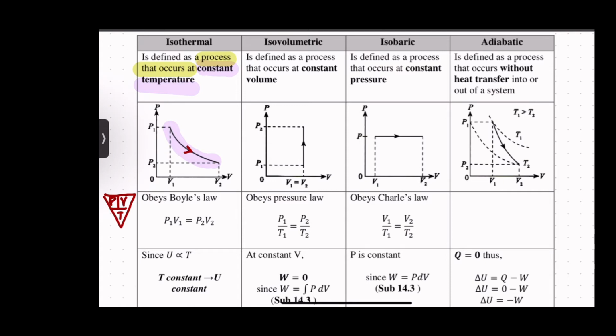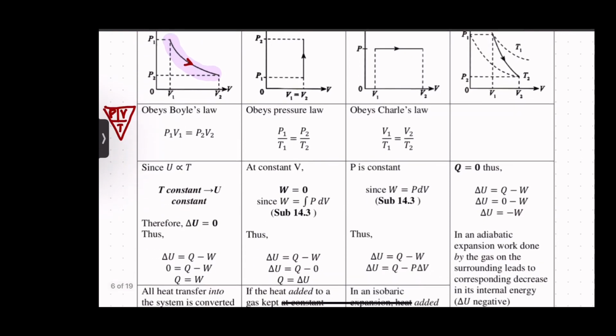Di mana bila temperature constant, okay, so maksudnya equation kita akan jadi PV. So P1 V1 is equal to P2 V2. Okay, since U is directly proportional dengan T, maksudnya internal energy is directly proportional dengan T lah kan, sebab dia punya internal energy formula adalah F over 2 nRT. Jadi bila T kita constant, maka untuk delta U adalah kosong bagi isothermal.